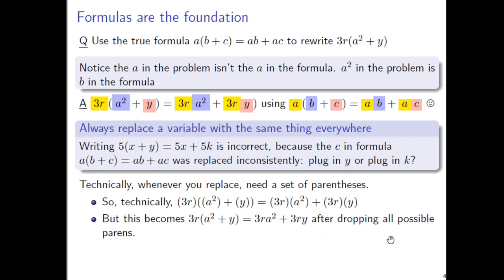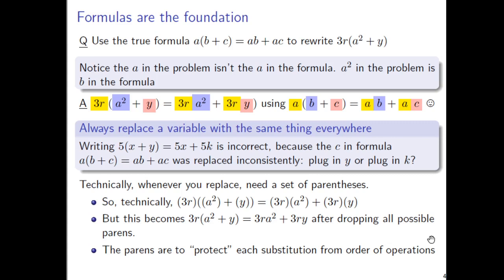So we drop all of the parentheses that we can, meaning all parentheses which do not end up changing what is being said on either side according to the order of operations. The minimal number of parentheses necessary are the ones around A squared plus Y. So we'll have 3R times, and here are the only parentheses that are absolutely required, (A squared plus Y) equals 3R A squared plus 3RY. Technically there are all these parentheses, but so many of them can be dropped without changing the meaning. These parentheses are here to protect each substitution from what the order of operations might accidentally do to it otherwise. So these are always there, but it becomes so much to write that we don't tend to write them all.